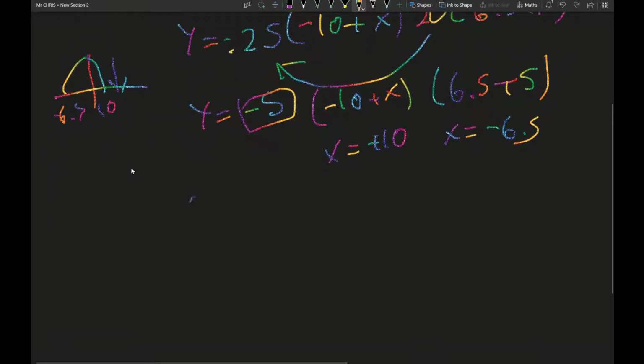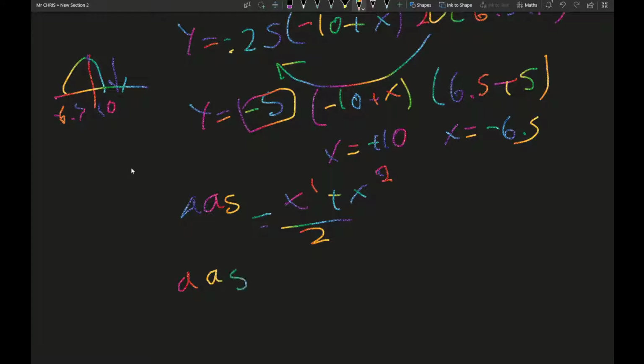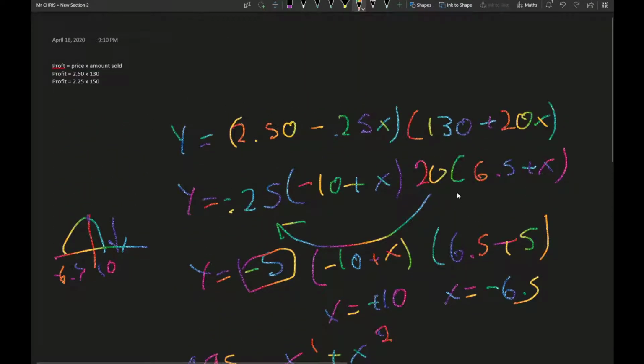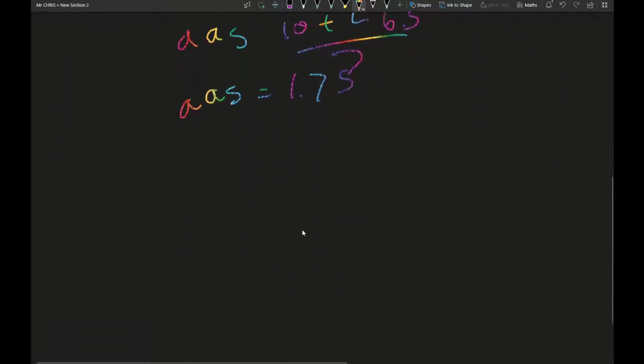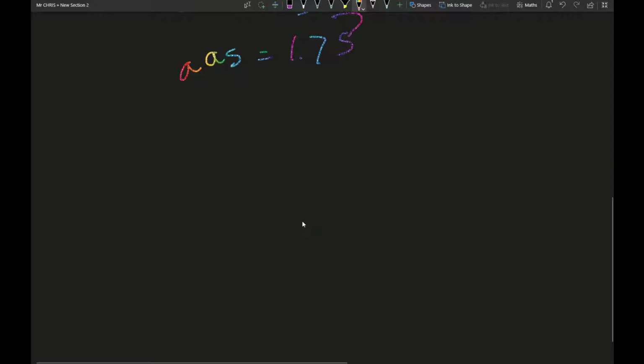The equation is x1 plus x2 divided by 2 equals the axis of symmetry. So if we take this, it's 10 plus my negative 6.5 divided by 2. That actually gives us the axis of symmetry, which is 1.75. So if we scroll back up, since we have two values of x, we can actually calculate the best price for her to sell her hot dogs at.